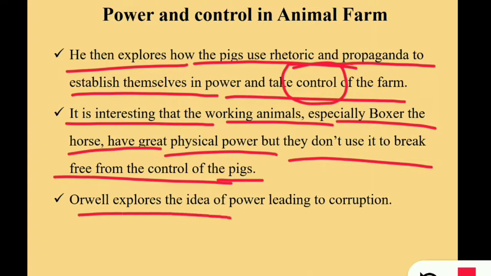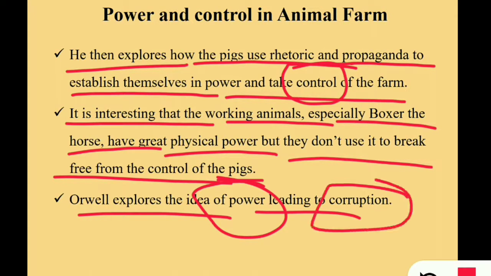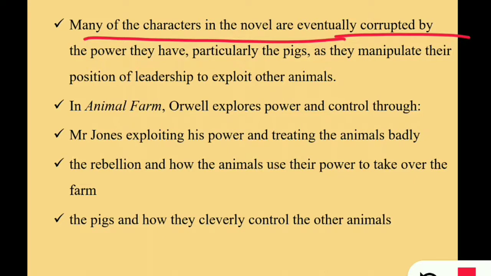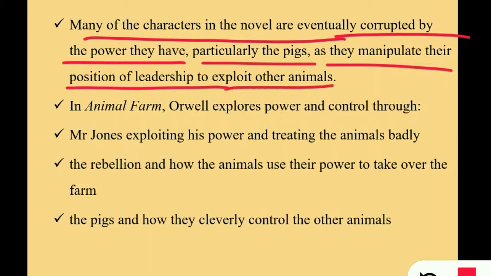Orwell explores the idea of power leading to corruption. This is correct. Napoleon, after becoming the leader, became corrupt. Okay, he started keeping things for himself at first, and then he started other misuse of power as well. Here, many of the characters in the novel are eventually corrupted by the power they have, particularly the pigs, as they manipulate their position of leadership to exploit other animals.